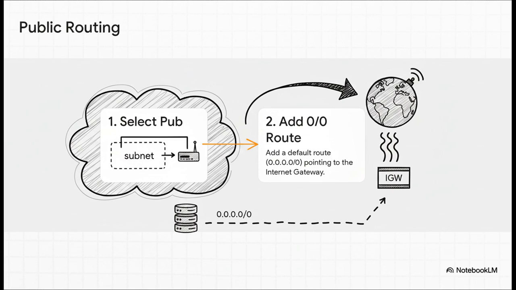It only becomes public when its associated route table actually has a path to the internet. And we do that by adding a default route, the quad 0 route, that points all outbound traffic to that internet gateway we just created. It's this one single line that makes all the difference.